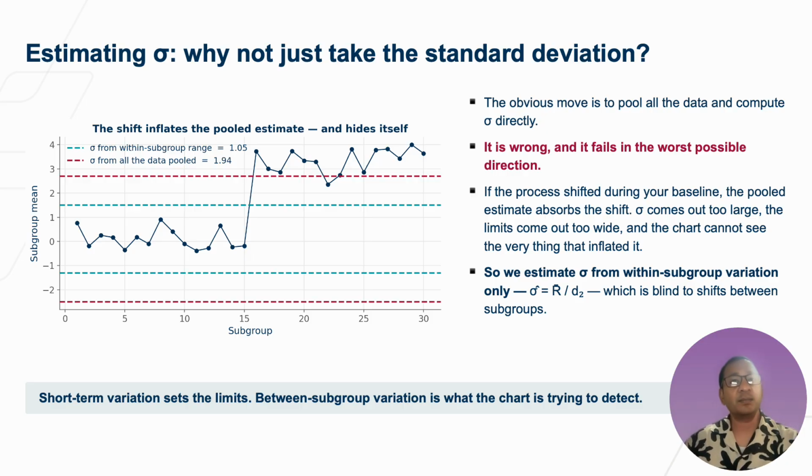So we estimate sigma from within-subgroup variation only. Sigma hat equals R bar over d2. That range within the subgroup is a short-term measure. It has no opportunity to observe drift between subgroups. Short-term variation sets the limit. Between-subgroup variation is what the chart is trying to detect. Never let the second contaminate the first.